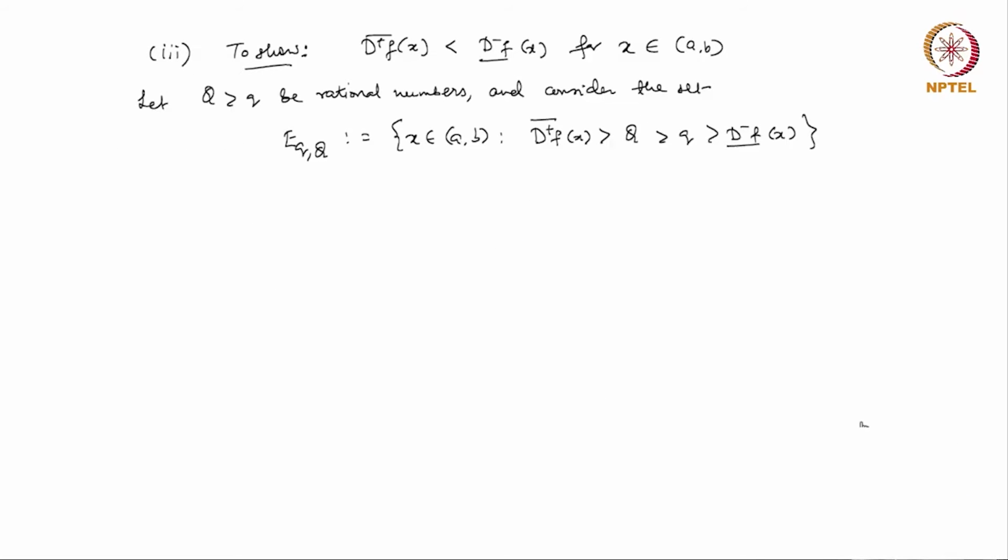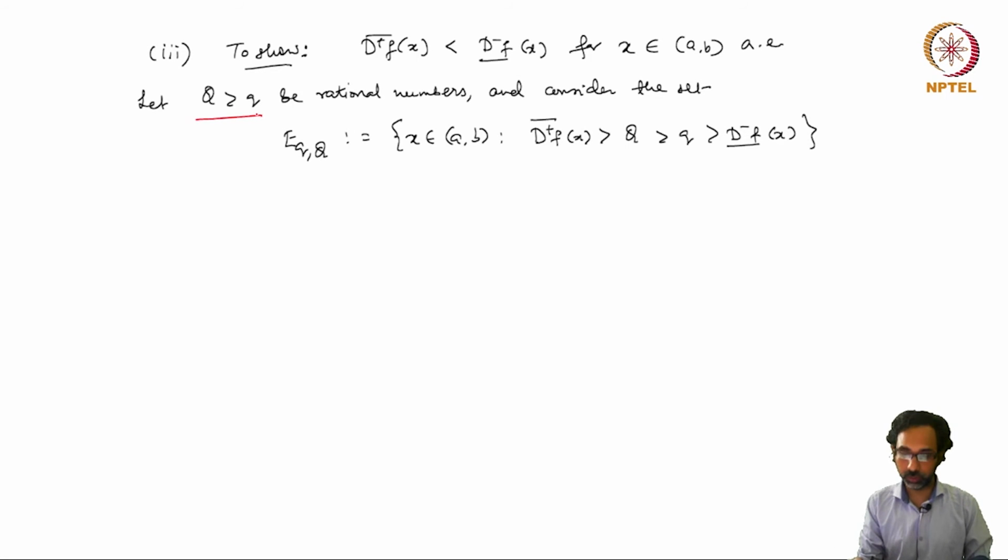So now we come to the third part, which is to show that the upper Dini derivative for the positive side is less than the lower Dini derivative for the negative side for x in (a, b) almost everywhere. So to do this, we consider two rational numbers, capital Q and small q. So these are rational numbers, and we consider the set E_{qQ}, which is the set of all x in (a, b) for which the upper Dini derivative for the positive side is greater than Q, this capital Q is less than small q, and this is greater than the lower Dini derivative on the negative side.